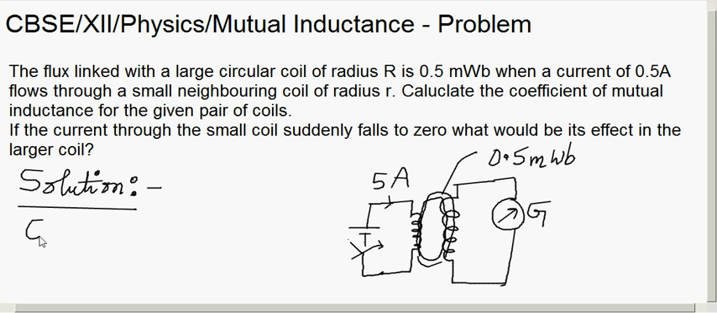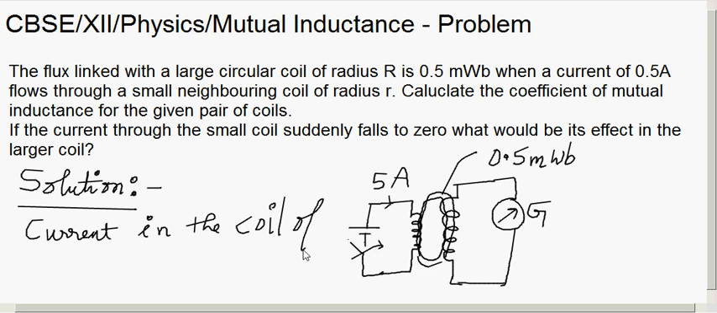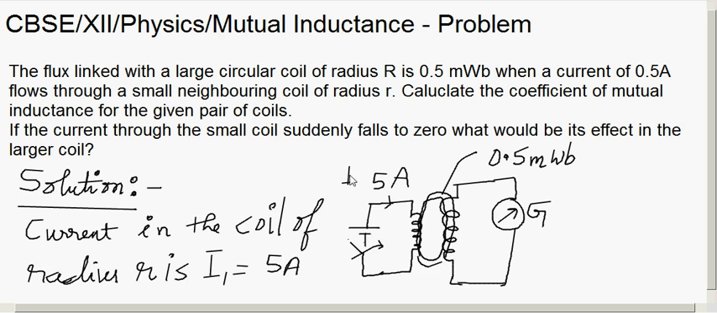Calculate the coefficient of mutual inductance. Let me mark these coils as coil 1 and coil 2, or you can take it as the coil with radius small r and the coil with radius capital R. So the current in the coil of radius small r is I1 equal to 5 ampere.